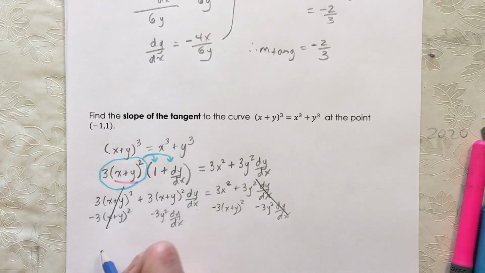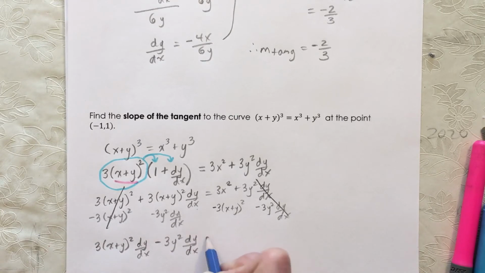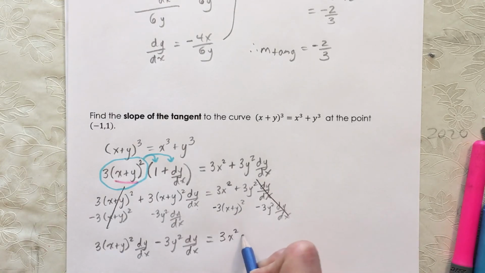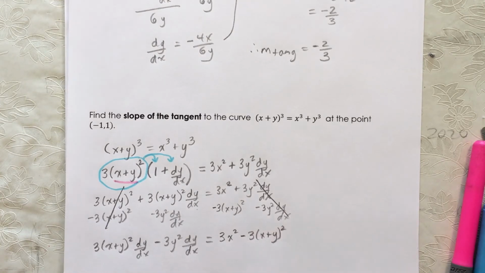So on the left, I'm going to have 3 times (x plus y) all squared dy by dx minus 3y squared dy by dx. And then on the right side, I'm going to have 3x squared minus 3 times (x plus y) all squared.